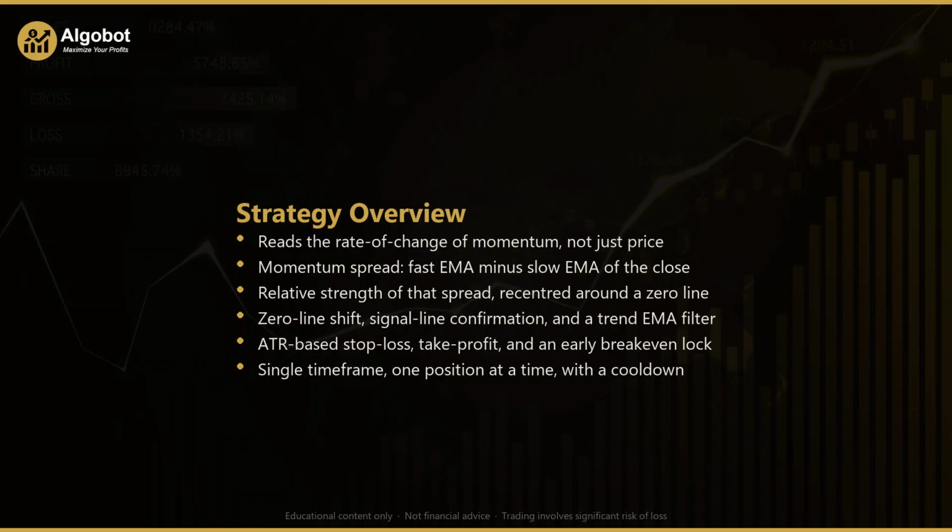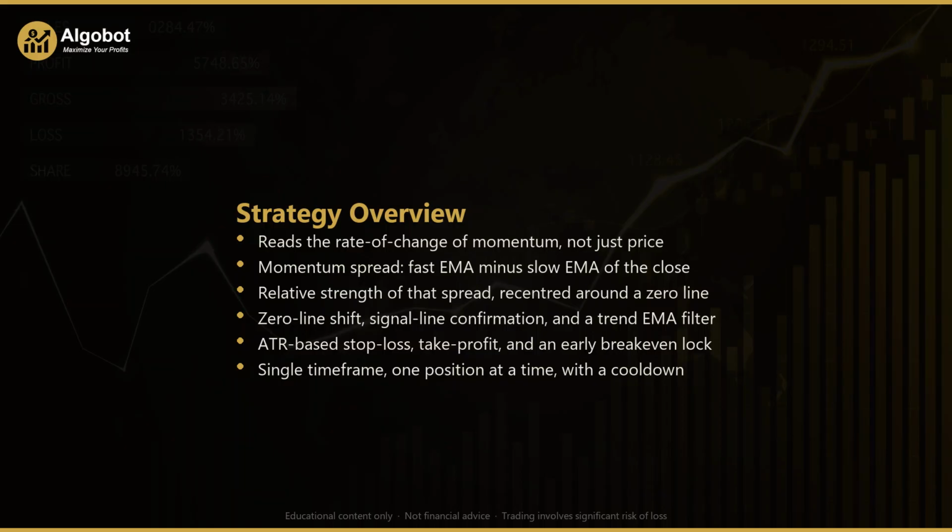Most momentum systems watch the rate of change of price. Momentum Spread Strength Shift takes that idea one level deeper. It watches the rate of change of momentum itself. The strategy first builds what we can call a momentum spread. That's simply the fast exponential moving average of the close minus the slow exponential moving average of the close. If you've seen a MACD line before, this value will feel familiar.